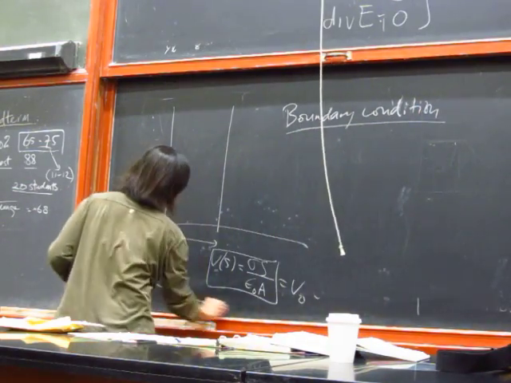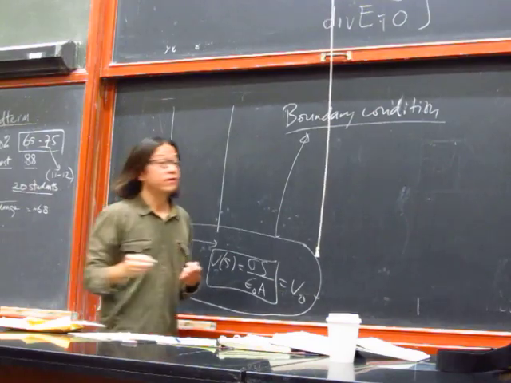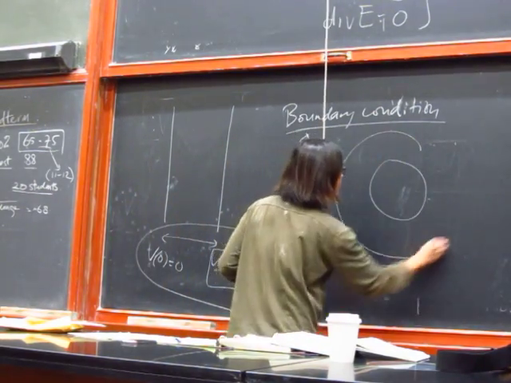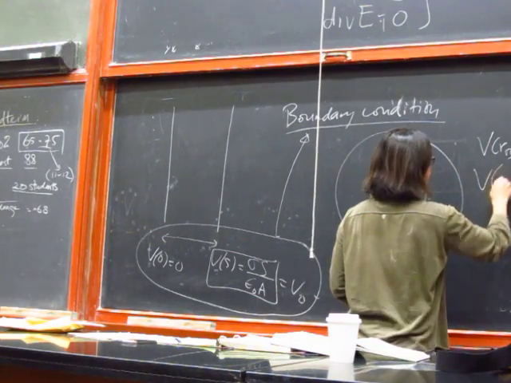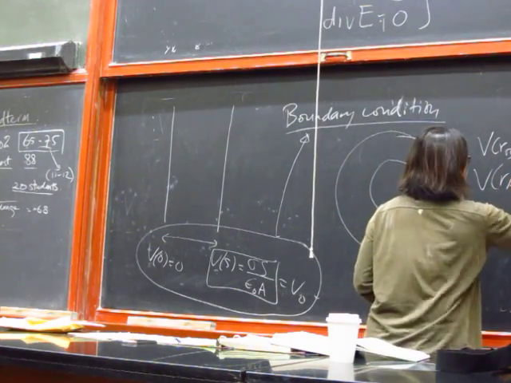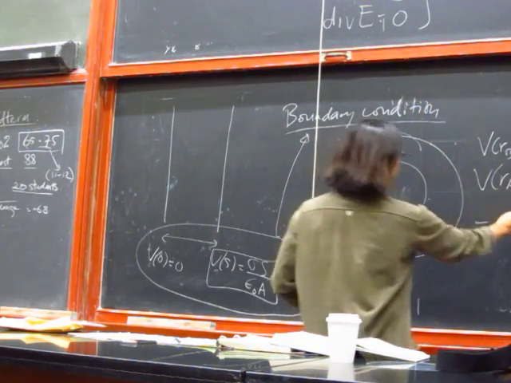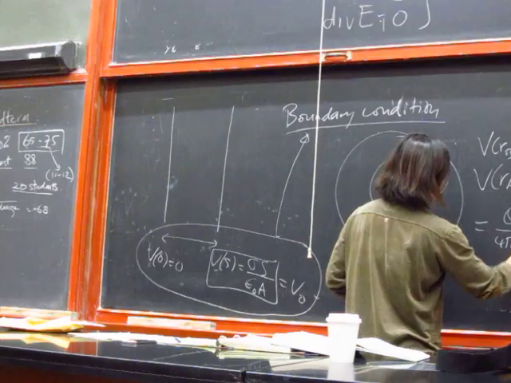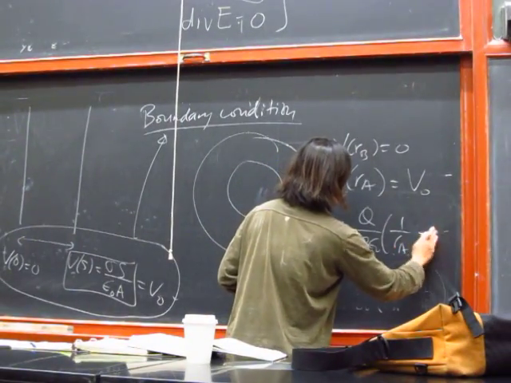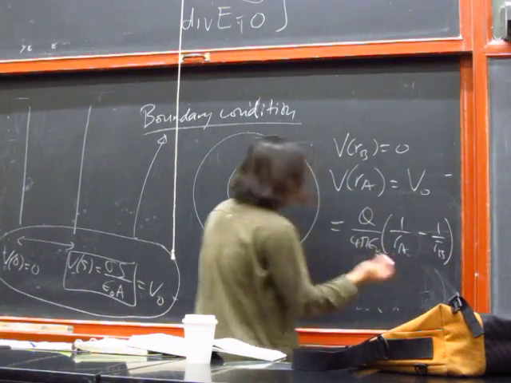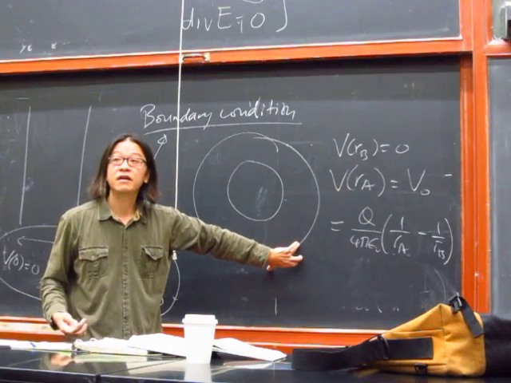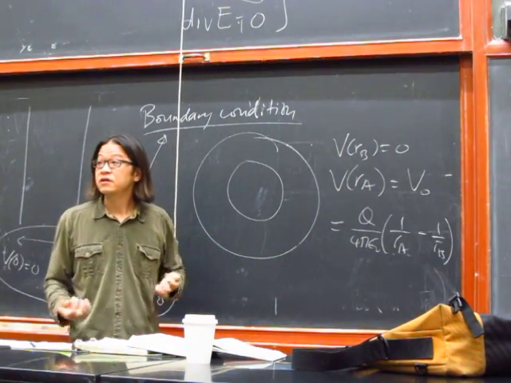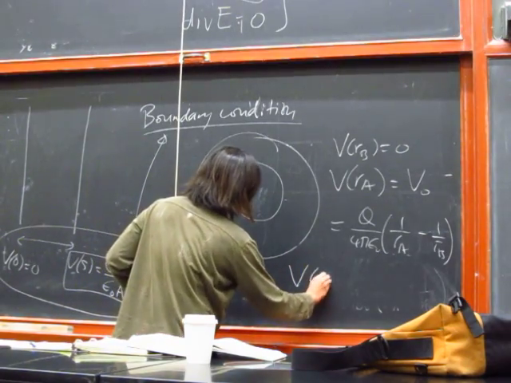This is for the infinite slab. This is the boundary condition. For the concentric spheres here, the boundary condition is V at RB equal to 0, and V at RA equal to some number V naught, which you calculated to be Q over 4 pi epsilon naught, times 1 over RA minus 1 over RB. But for the purpose of this discussion, it's just a constant. Given a constant inside and 0 outside, do I have a solution for the potential?